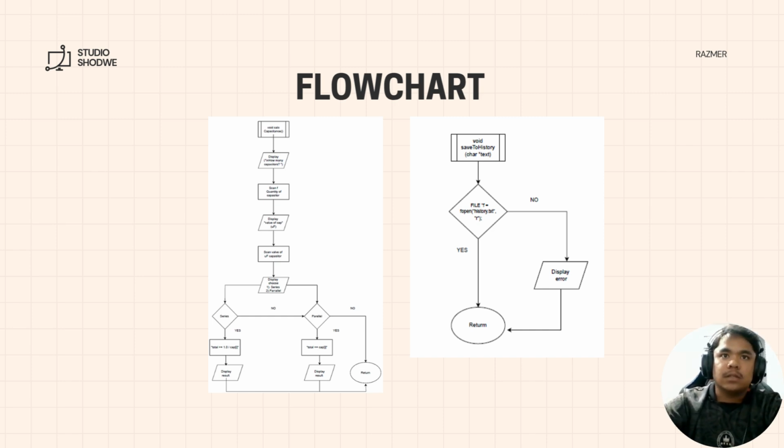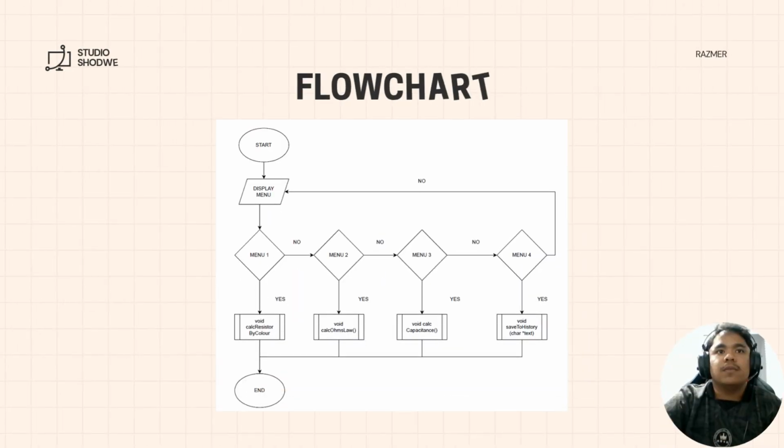Okay, the second flowchart that I will explain is save to history. The flowchart explains how the function works. The function is used to save some text into a file called history.txt. It starts by trying to open the file using the fopen function. If the file opens successfully, the program will continue and return normally. But if the file cannot be opened, it shows an error message to the user.